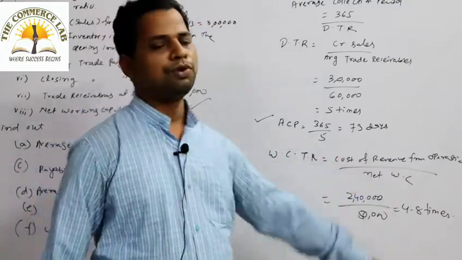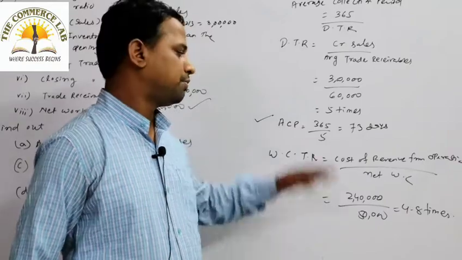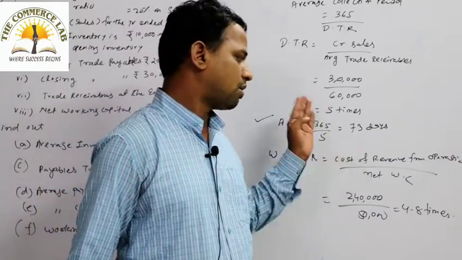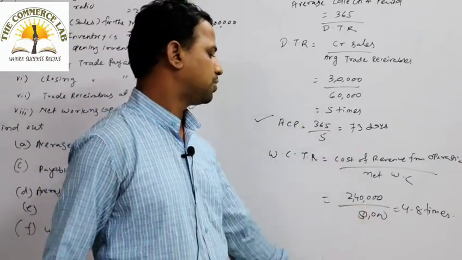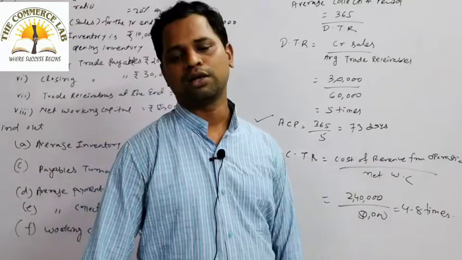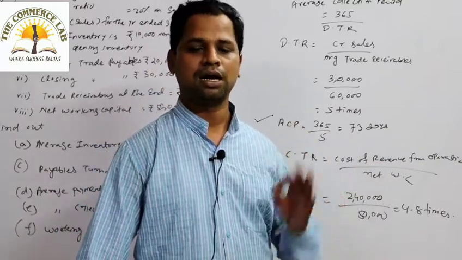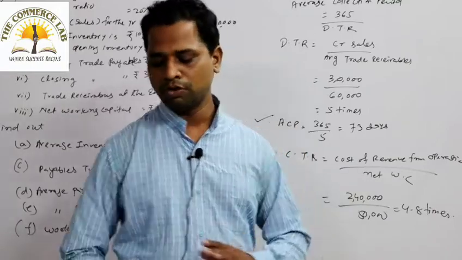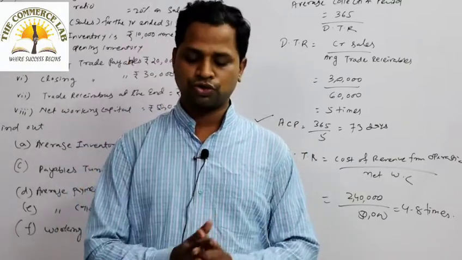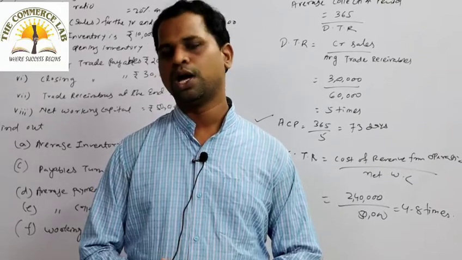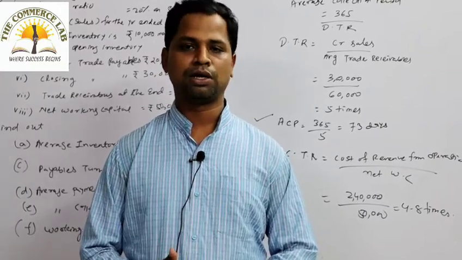How to calculate the working capital turnover ratio? That is cost of revenue from operation. If cost of revenue from operation is directly not given in the question, then you can take cost of goods sold, divided by net working capital. Working capital is nothing but the difference between current assets and current liabilities. This is all about today's class about the creditor turnover ratio as well as working capital turnover ratio.